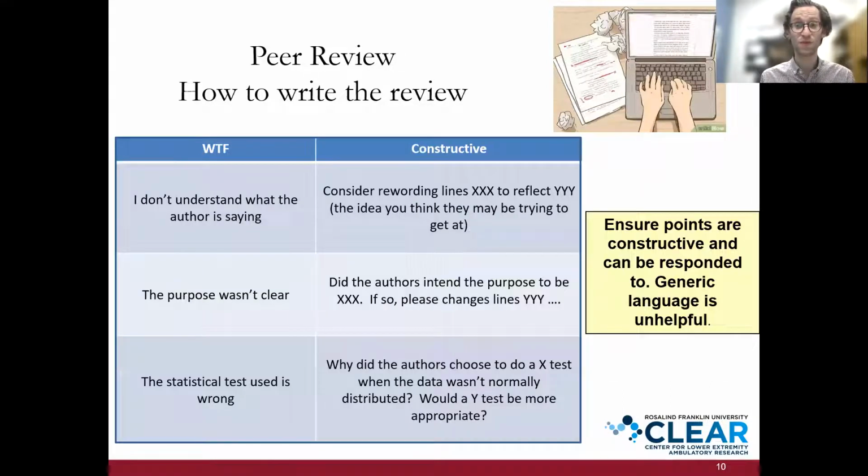When writing the review, the most important thing is to be specific and give constructive feedback that can help the authors to improve or strengthen the manuscript. Generic language is not helpful for improvements. On the left would be language to avoid, and on the right would be examples of ways to say the same things but constructively.